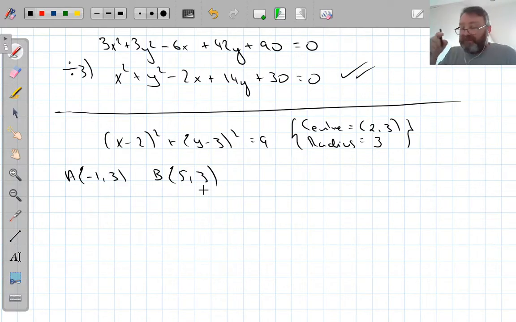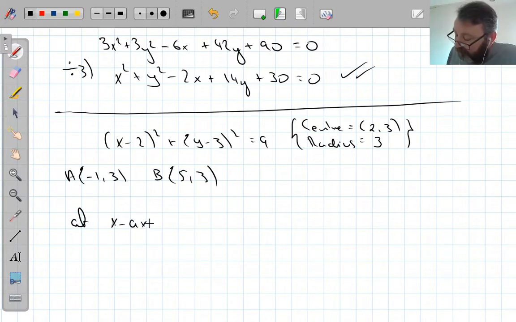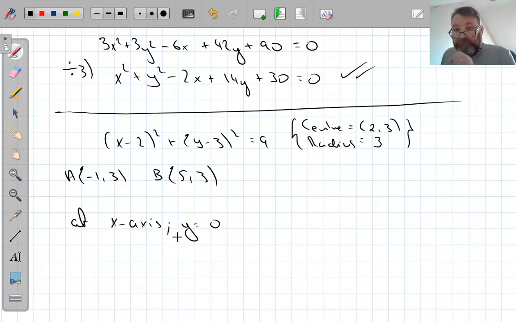Now, if the x-axis is a tangent to the circle S, then when I put in 0 for y, because don't forget, if the x-axis is a tangent, on the x-axis, there's no y. So therefore, at the x-axis, y is equal to 0. Now, if I put 0 in for y, then what I'm going to be left with up here should be something that gives me the radius of 3.